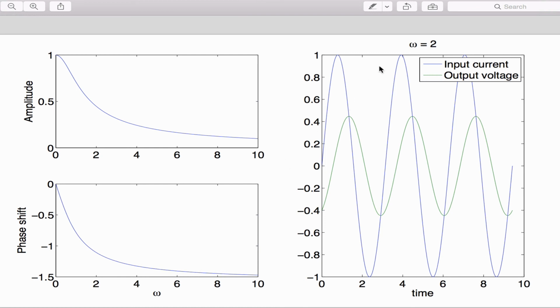All right, so here's an example of what I'm talking about. This is omega equals 2, so that's about right there. I should have about half the amplitude, and about 1 radian, maybe a little less than a radian of delay. Okay, so here is I. The blue is that input current. You see it's just a sinusoidal oscillation there. And now what's here is the output voltage.